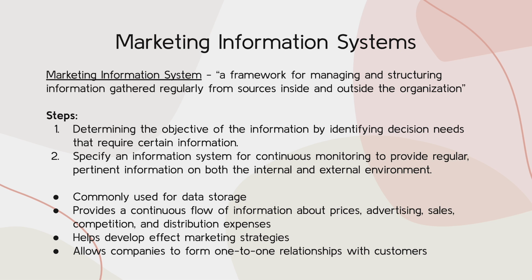The steps you need to follow in order to set up a marketing information system are: Number 1, determining the objective of the information by identifying decision needs that require certain information, and Number 2, specify an important system for continuous monitoring to provide regular, pertinent information on both the internal and external environment.